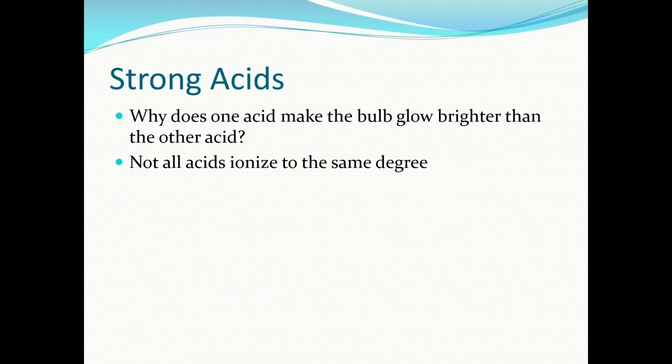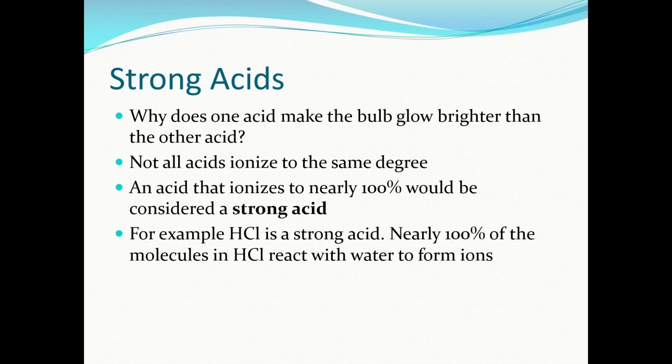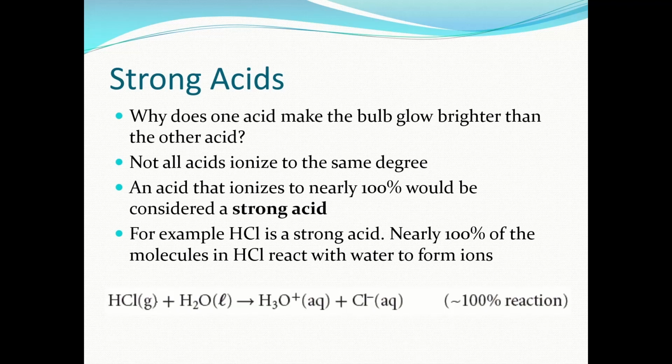Not all acids ionize to the same degree. An acid that ionizes to 100% is called a strong acid. HCl is an example of a strong acid, and that means that if we start with 100 molecules of HCl and 0 of these, we don't have to worry about the water because there's unlimited water. Then we allow it to react for a little bit. After it reacts, there's none of these left over, and all of them will have turned into these. That's what makes it a strong acid. All of it turns into ions.